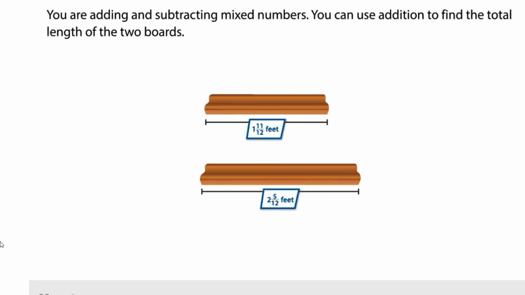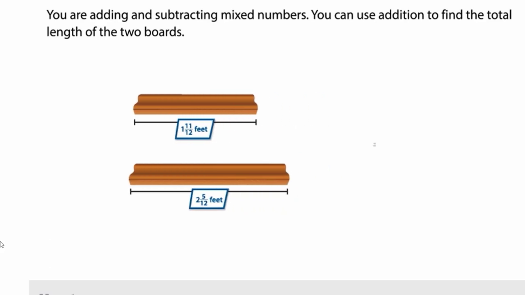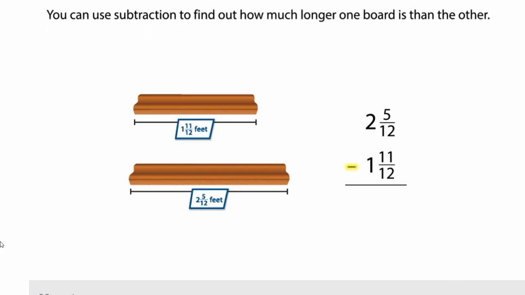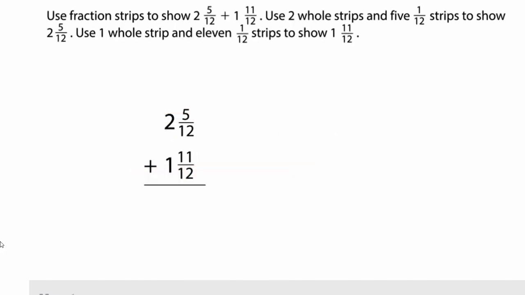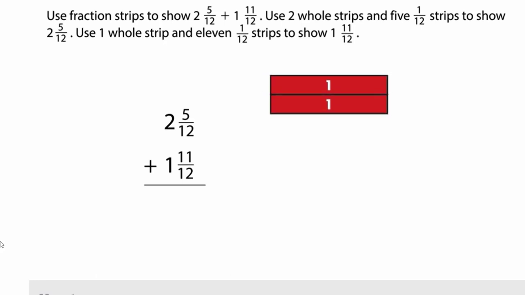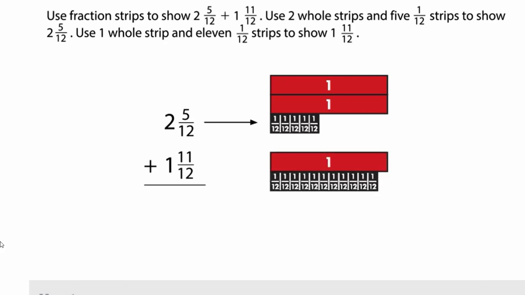You are adding and subtracting mixed numbers. You can use addition to find the total length of the two boards. You can use subtraction to find out how much longer one board is than the other. Use fraction strips to show 2 and 5/12 plus 1 and 11/12. Use 2 whole strips and 5 1/12 strips to show 2 and 5/12. Use 1 whole strip and 11 1/12 strips to show 1 and 11/12.